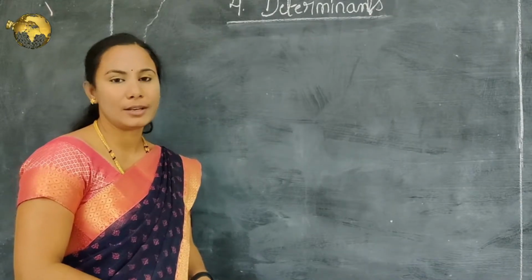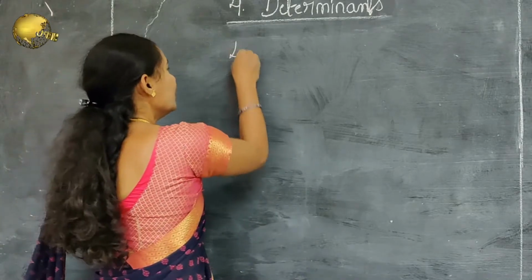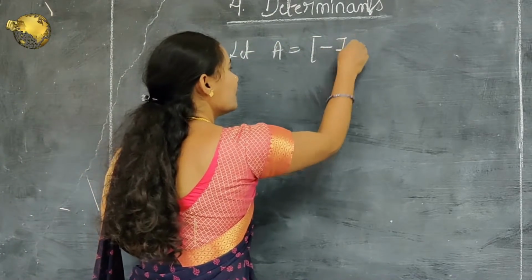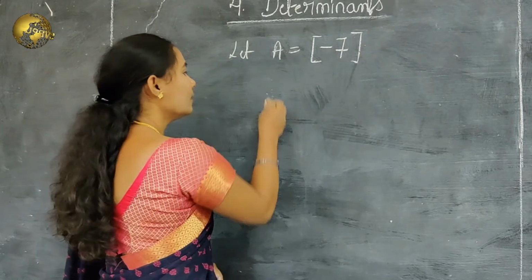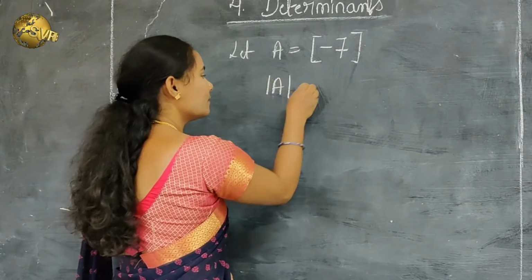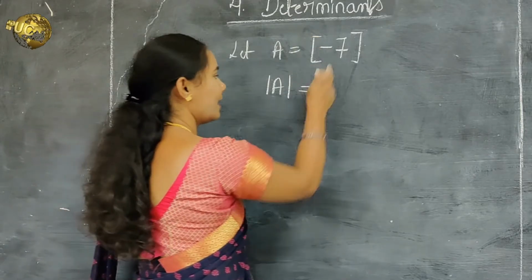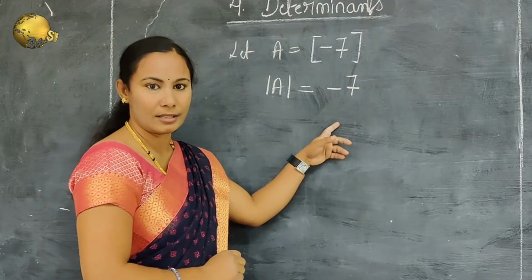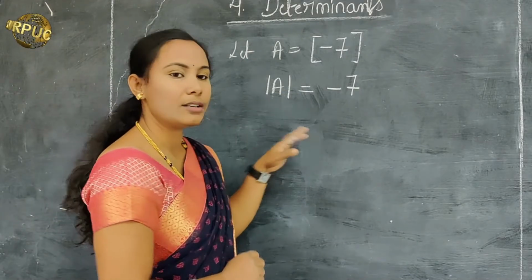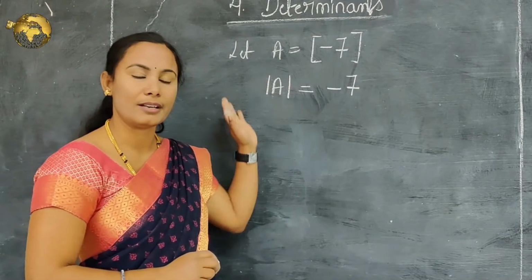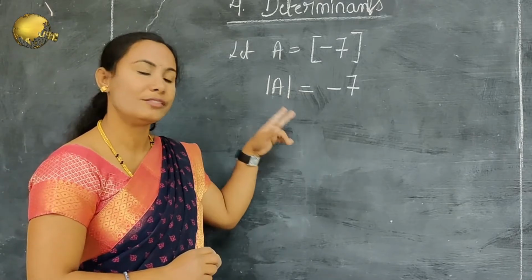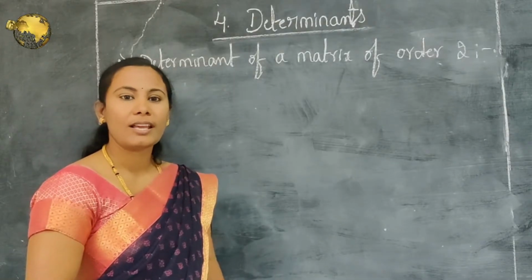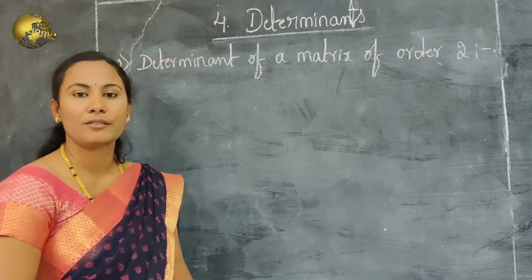Let me take one more example. Let A be a matrix which contains the element -7. Then the determinant value for this matrix A is -7, that means the element itself. So we can conclude that the determinant of a matrix of order 1 is always the element itself. Now let me move on to the expansion of the determinant of a matrix of order 2.